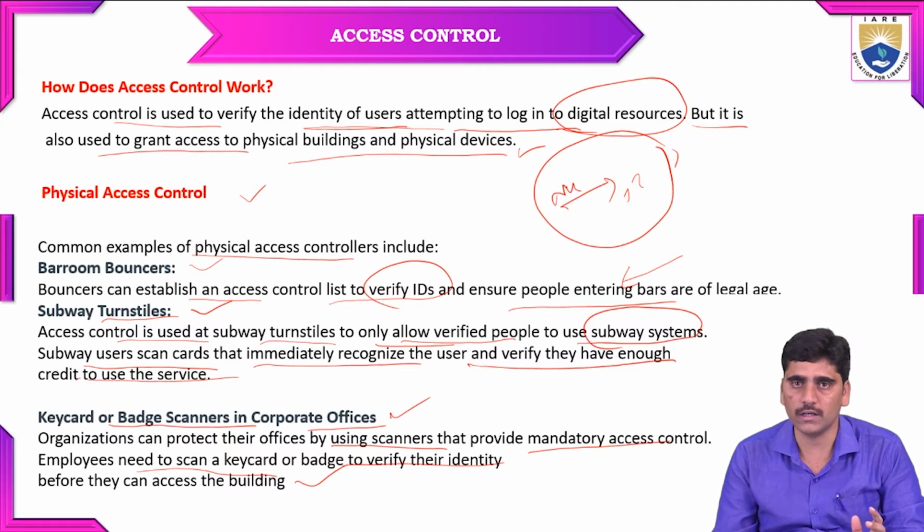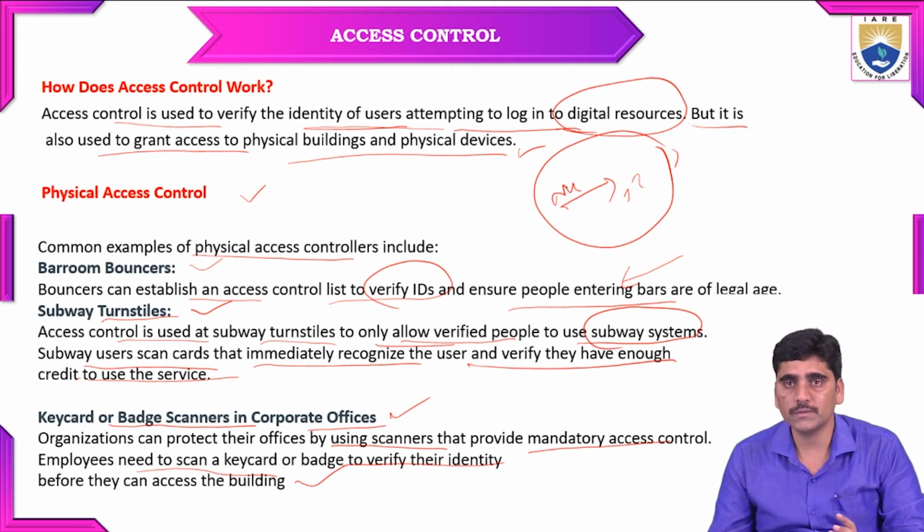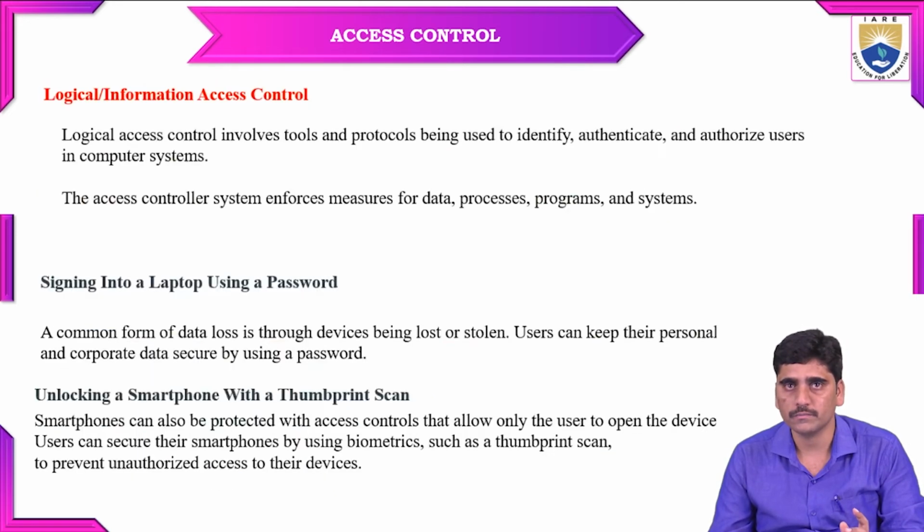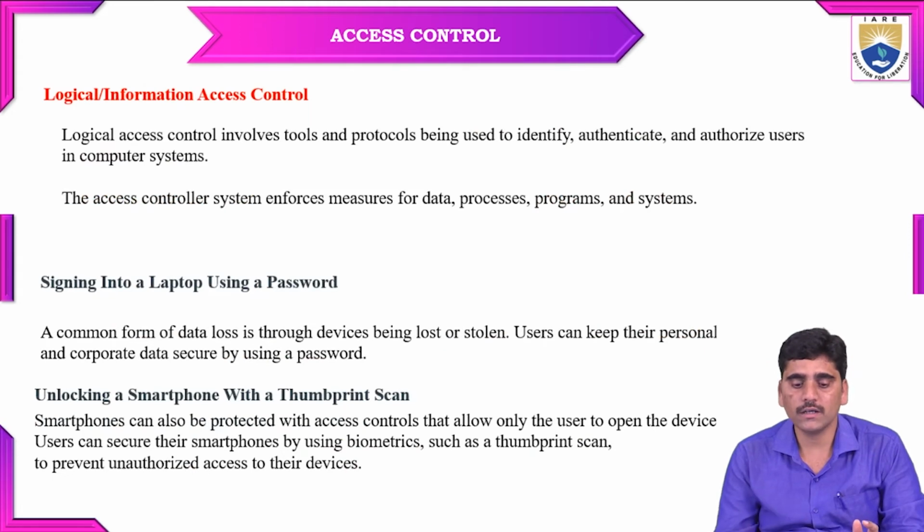These are physical access controls. One is bars and bouncers, the second is subway turnstiles, and the third is key card or badge scanners in corporate offices. And now, logical or information access control.